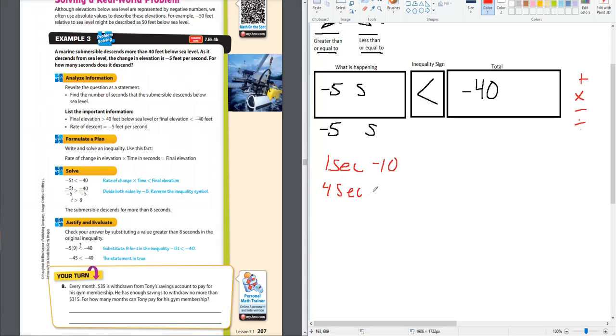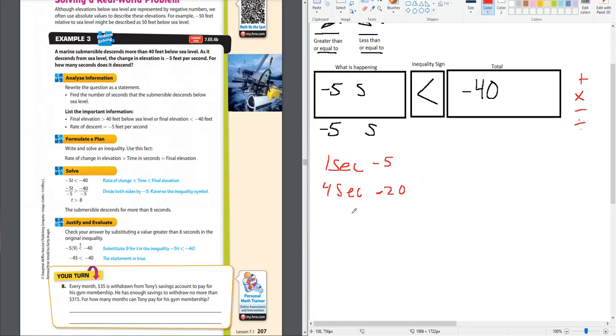I'm just picking random seconds here to kind of just see what I'm doing in my head. It's going to be negative 20 feet. Why did I say 10 here? That's supposed to be 5. For those of you who called me out and said I was wrong when I first wrote that, good for you. If you didn't, don't worry, I made that same mistake.